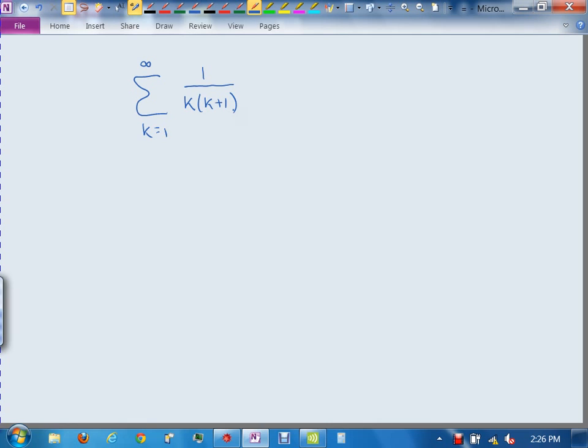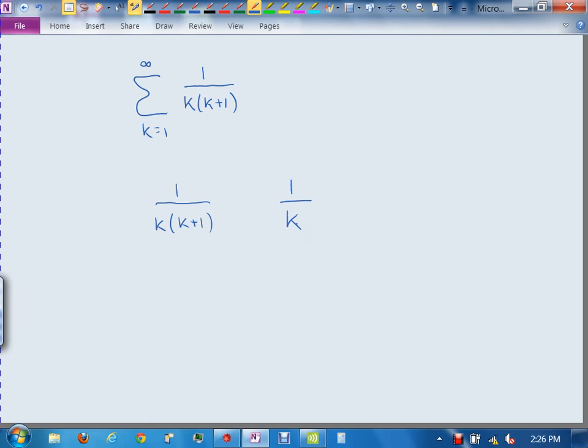Let's try it with the comparison real quick. If I pull down, this is my a sub k right here, and I try and find something that's bigger or smaller than this. How about I take away the k plus 1? If I take away k plus 1, is it going to get bigger or smaller? So it could be smaller. How are these two related? Which one of these is bigger?